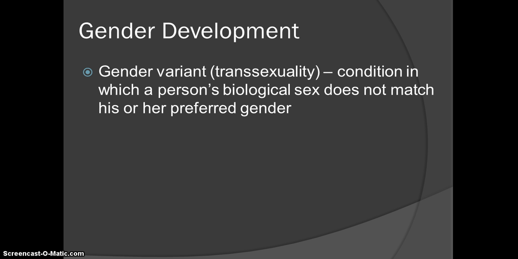And gender variance, transsexuality, is a condition in which a person's biological sex does not match his or her preferred gender. Transsexuals are people who transition from one sex to another. Transgender is a term for people whose identity, expression, behavior, or general sense of self does not conform to what is usually associated with the sex they are born with.